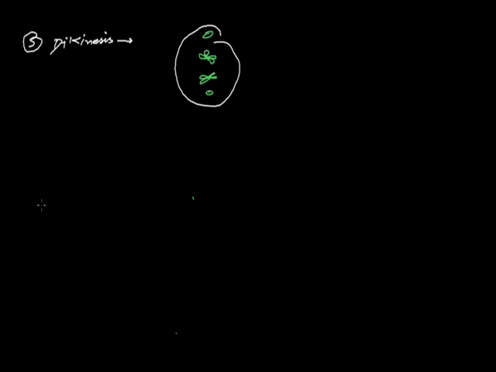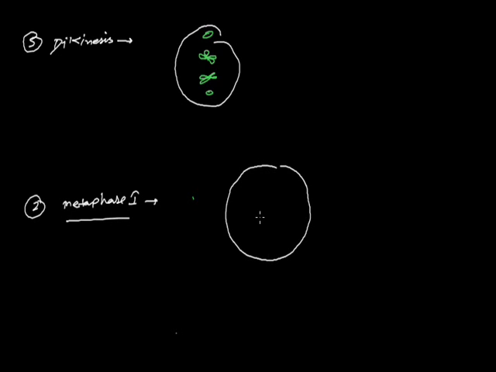Now the second stage is metaphase first. In metaphase, the metaphase plate is formed. All chromosomes are arranged on the equator, in pairs. So there will be a double metaphase plate. That is the difference between mitotic metaphase and meiotic metaphase.